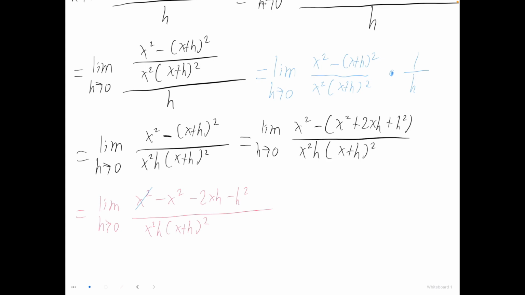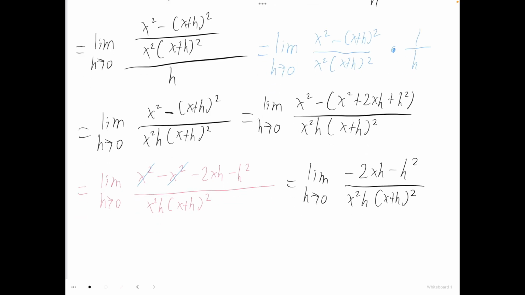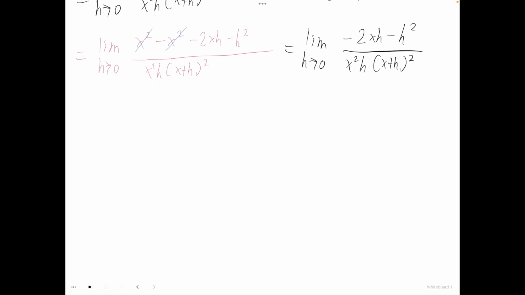So now notice we have a plus x squared and a minus x squared on the top. So this simplifies to be the limit as h goes to 0 of negative 2xh minus h squared, all divided by x squared h times x plus h squared. So now notice that we have an h multiplying everything in the numerator, and so I'm going to factor that off. So factoring that off, I have the limit as h goes to 0 of h times minus 2x minus h divided by x squared h times x plus h all squared.